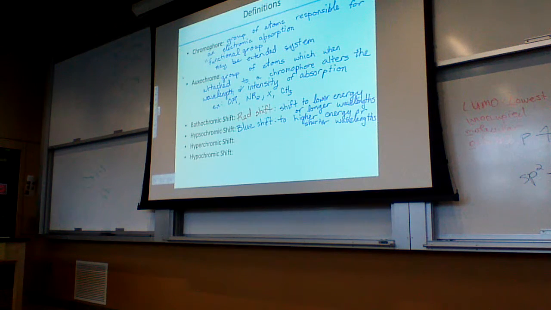Hyperchromic shift is a shift where it increases the absorbance or the absorption intensity. Is there no color? Nope. And I'll show you why in a second. And a hypochromic shift is a decrease in absorption intensity.